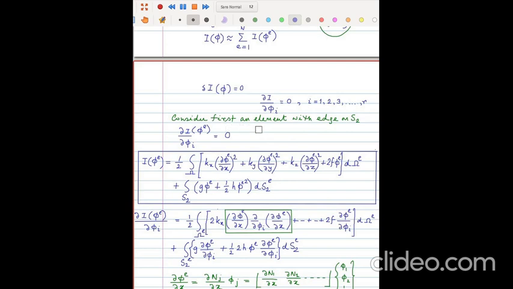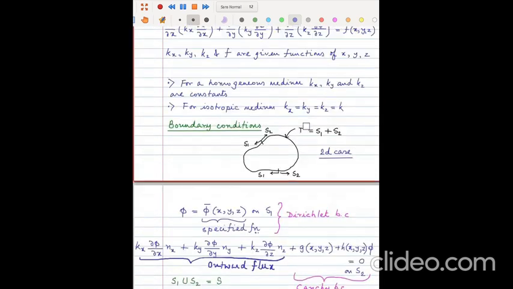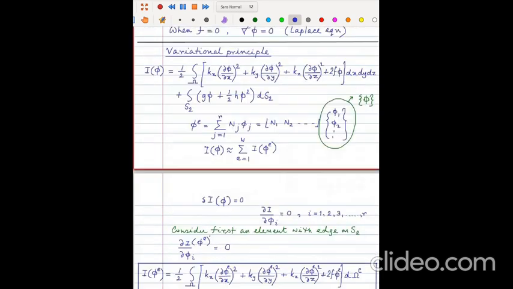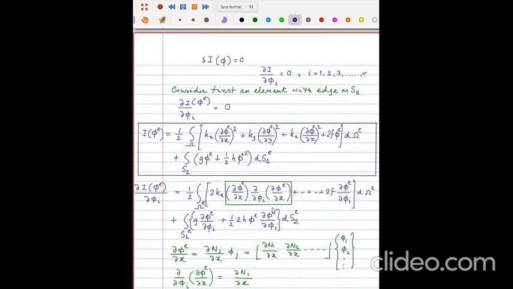Now first you take an element which is having an edge on the S2 boundary. That means you take an element like this which is having an edge on the S2 boundary. Suppose you take a triangle element which is having an edge on the S2 boundary. So let us take an element which is having an edge on the S2 boundary. So del I del phi equal to 0, that means del I del phi I equal to 0.